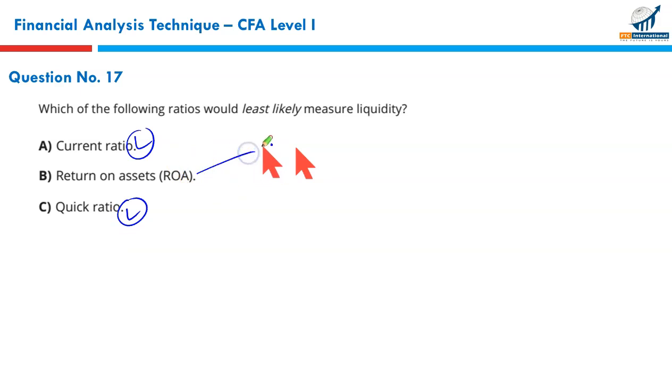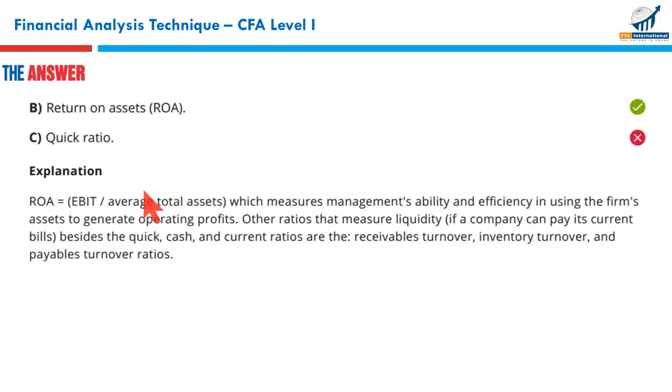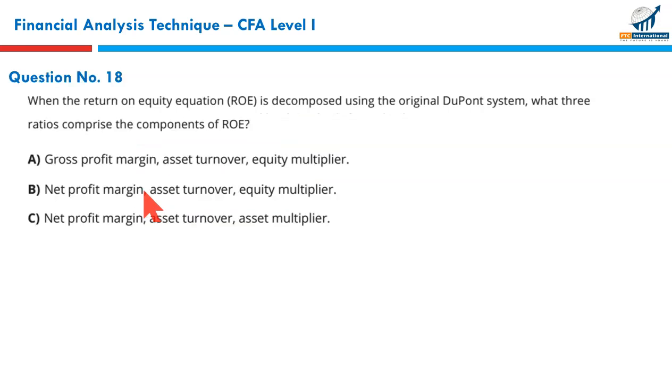Return on assets, it's the measure of profitability. So the question was, which of the following ratios would least likely measure liquidity? B. Because B is the measure of profitability. That makes B the correct option.